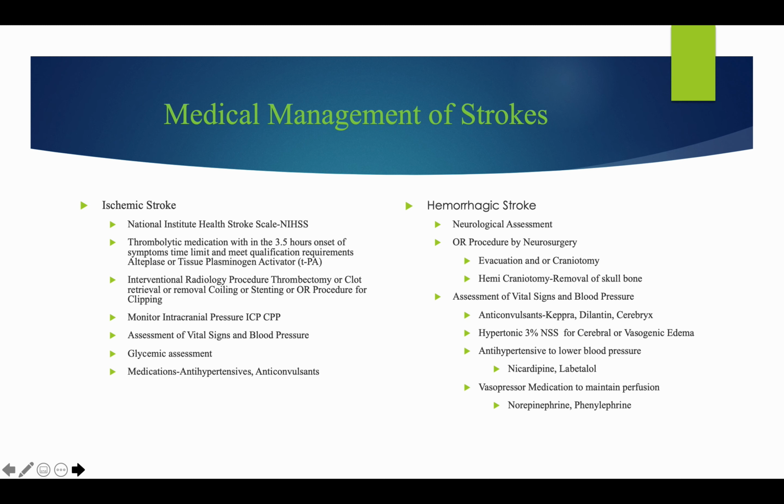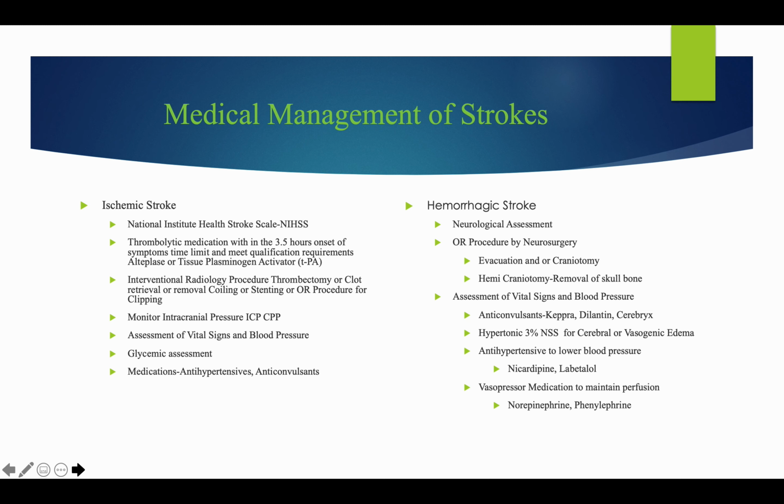Common anticonvulsants are Keppra, Dilantin, and Cerebrex. There's more, that's just a few to name. Common treatment for hemorrhagic stroke, if the patient develops any cerebral or vasogenic edema, is hypertonic 3% saline. That helps to pull the extra fluid from the tissue. You're constantly checking their values to make sure that they're not hyponatremic or hypernatremic. The doctor will give you an order to check their BMP or their basic metabolic panel, assessing those levels.